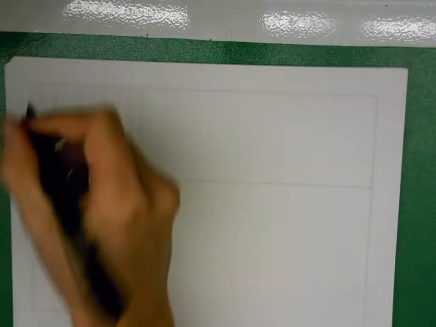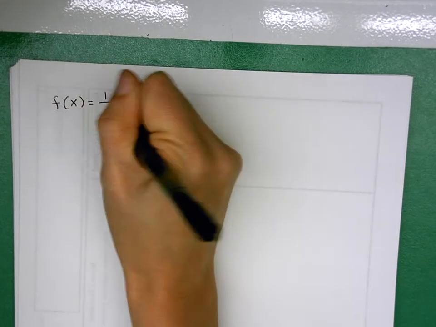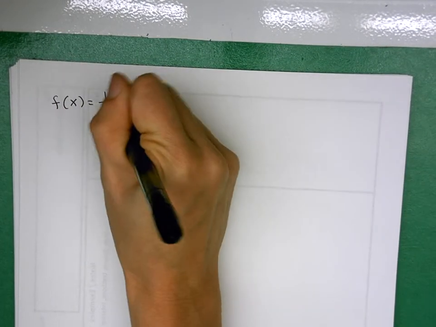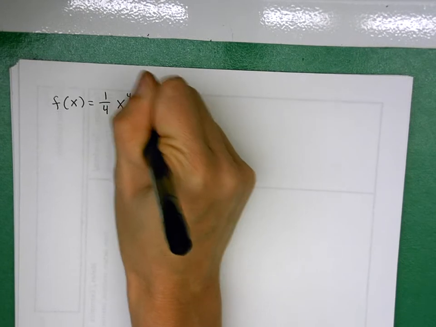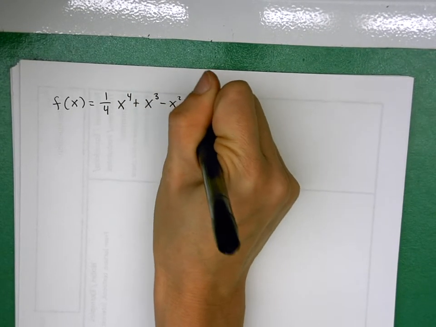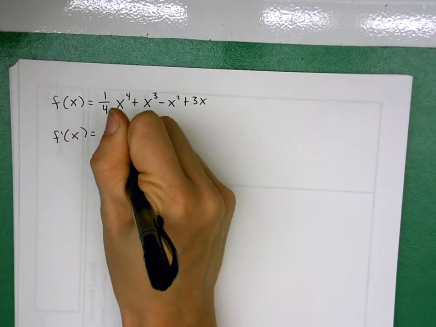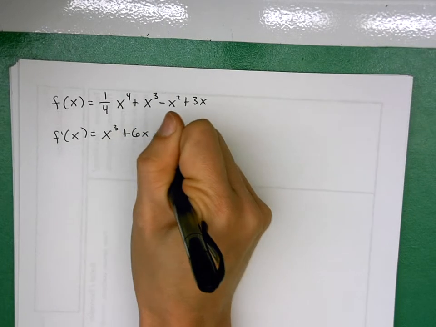Okay, let's go ahead and do one more here. We'll make this one a calculator one. We have f of x equals 1/4 x to the 4th plus x cubed minus x squared plus 3x. It's a second derivative.